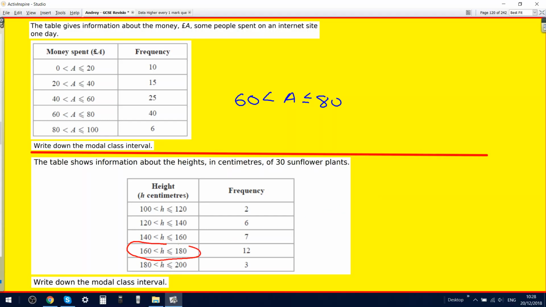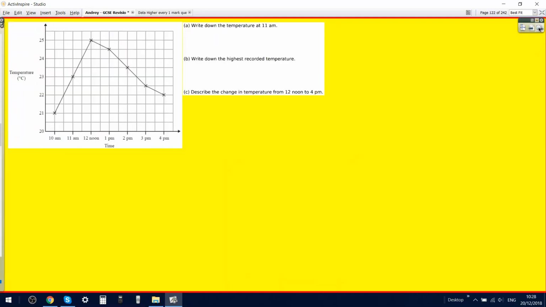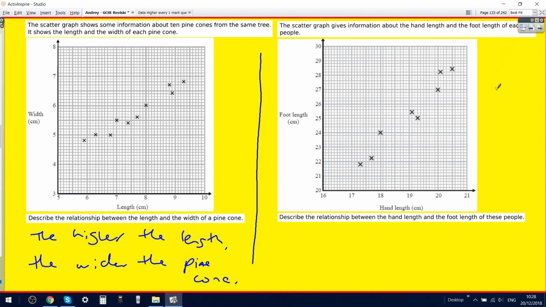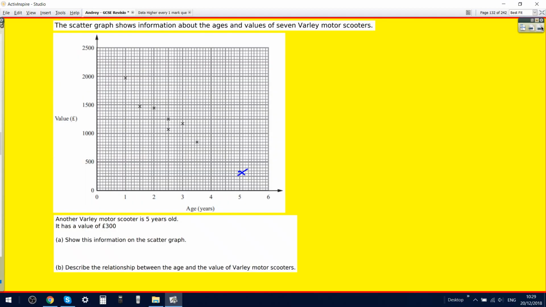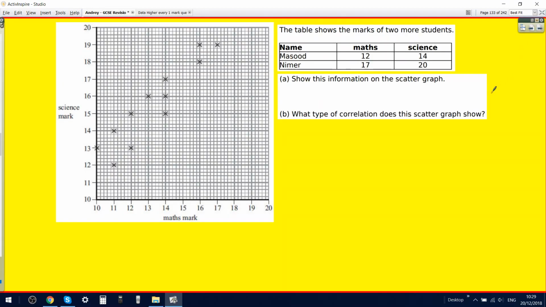160 to 180. Yeah, fine. What would be the one on the right? So positive correlation. Yeah, you write it the long way, don't do my shorthand. What would be part A? So I just need to go along 12, up 14, and then along 17, up 20. Yeah, I'll just do that one.